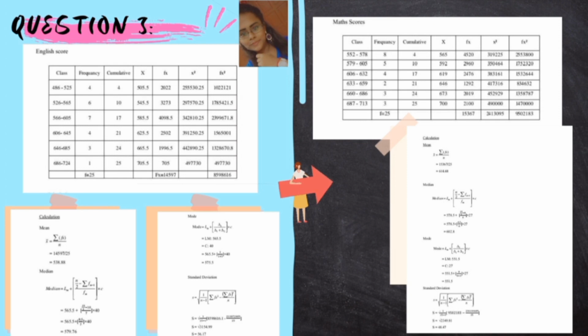Lastly, for standard deviation, the standard deviation is about how much each measurement deviates from the mean. From the calculation, the value of standard deviation for English score is 56.17. As for Math score, the value of standard deviation is 48.47.